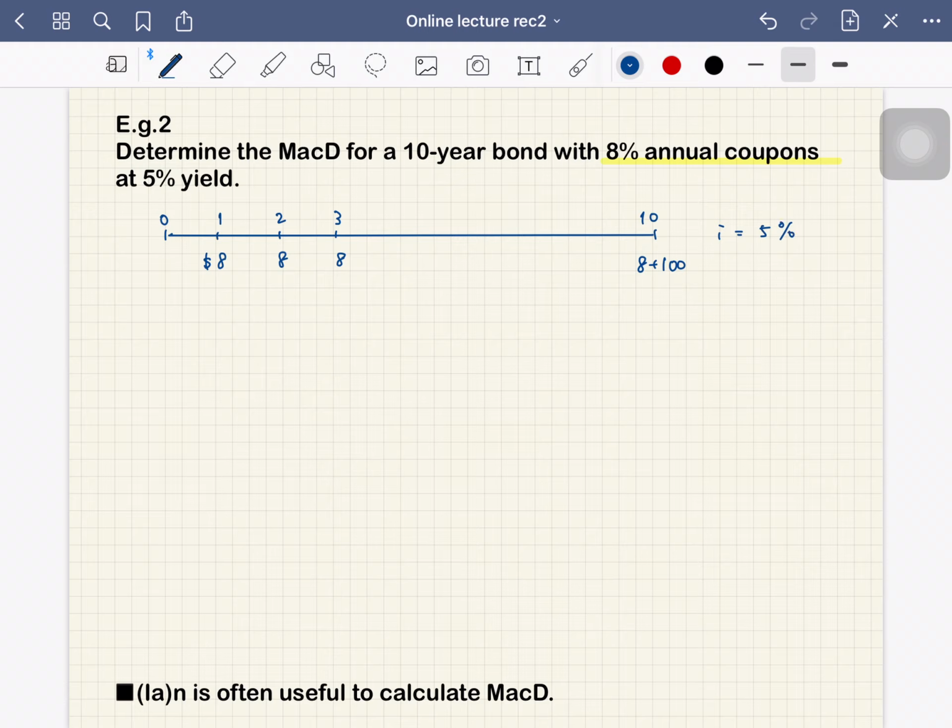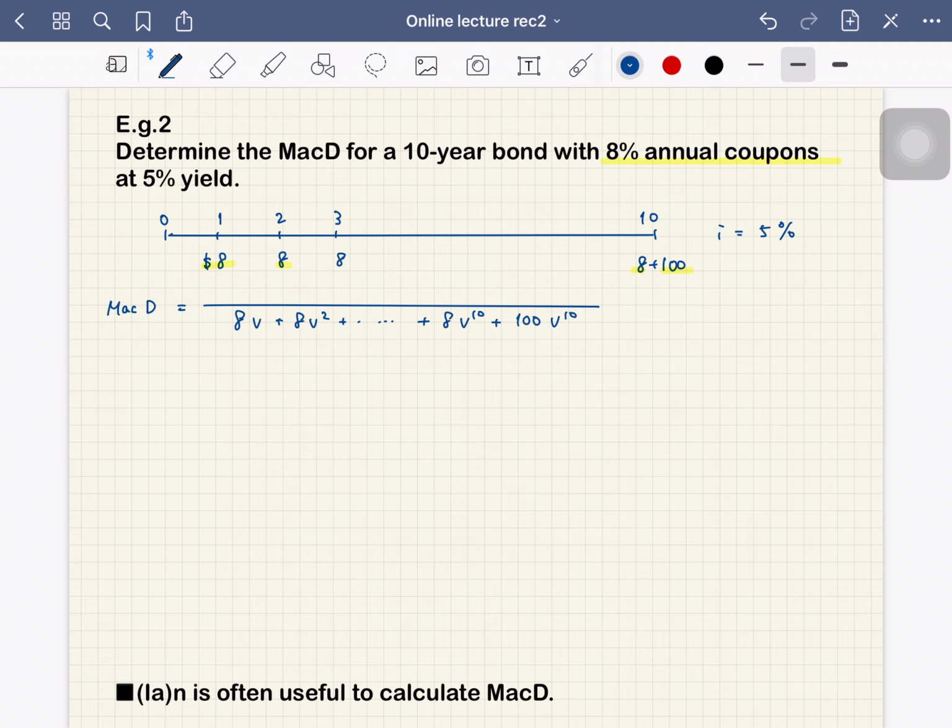So MacD is equal to a weighted average. So think about the present value for each. For the first $8, we have 8 times v. The next $8, we have 8 times v squared as present value, and so on. We continue up to 8v^10. Then finally, we have the redemption value 100, so 100 times v to the power 10.